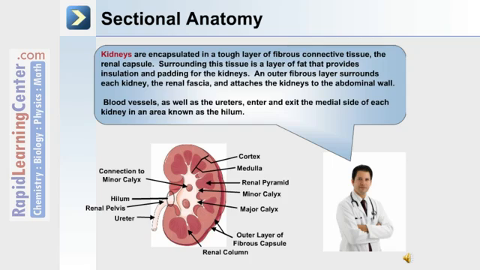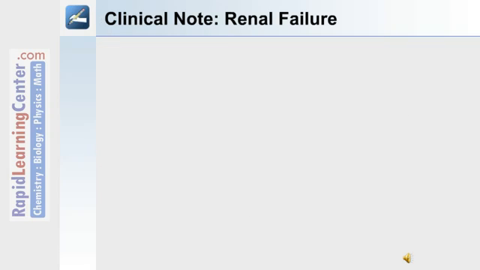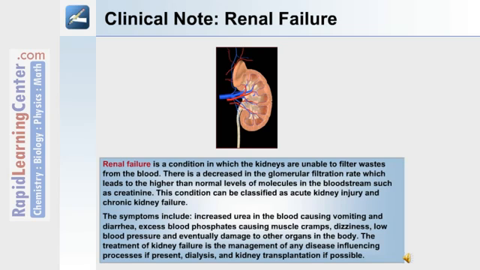The kidneys are encapsulated in a tough layer of fibrous connective tissue. Surrounding this tissue is a layer of fat that provides insulation and padding for these organs. An outer fibrous layer surrounds each kidney, the renal fascia, and attaches the kidneys to the abdominal wall. Blood vessels as well as the ureters enter and exit the medial side of each kidney in an area known as the hilum. The following is a clinical note on renal failure or kidney failure.